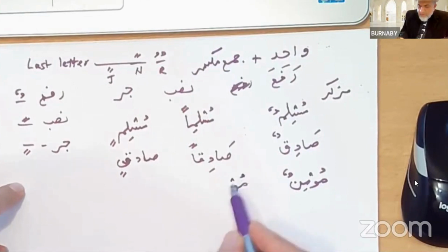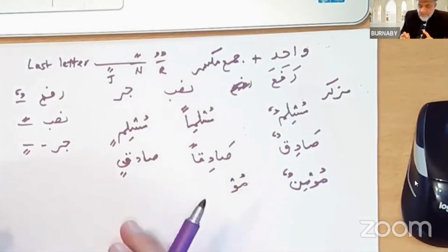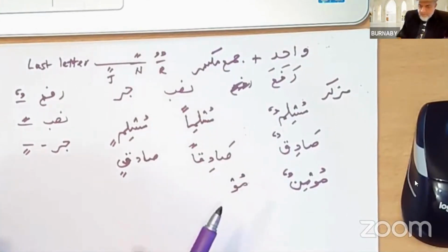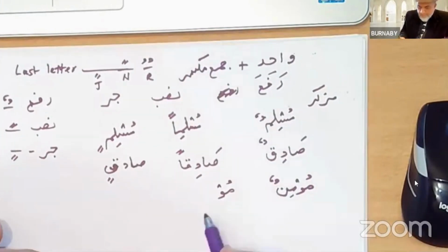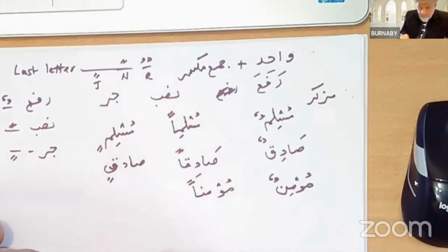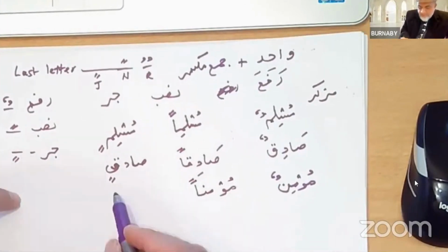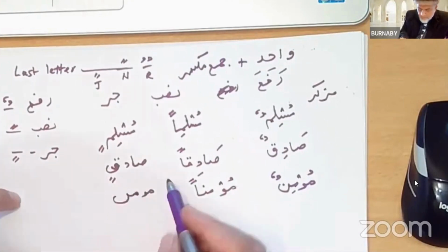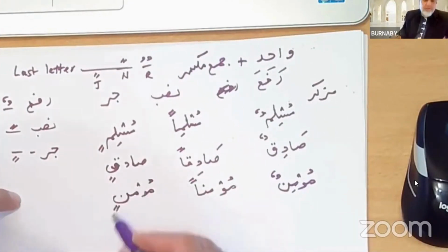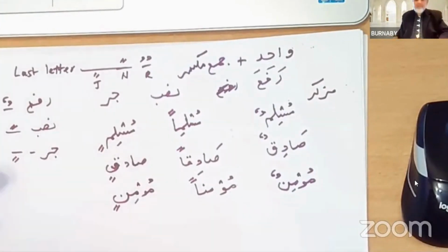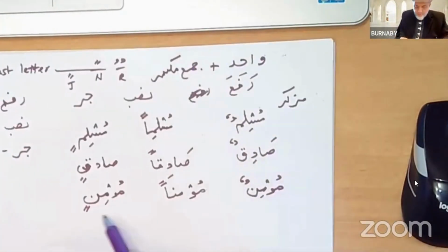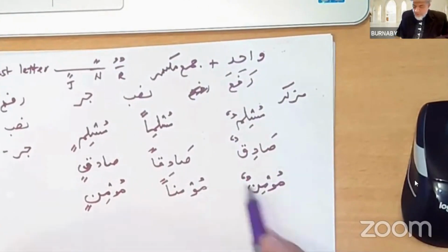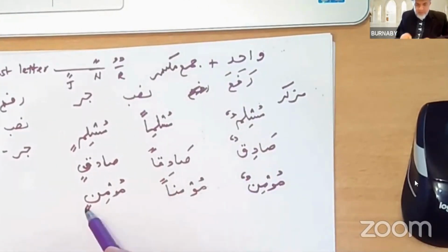Mu'minan. Brother Ijaz, please let Brother Asim answer. Okay. Jazakallah, brother Ijaz. Mu'minan. Yes. And then what will be the jar? Mu'minin. So Mu'minun, mu'minan, mu'minin. Agree? Yes. Everybody good with that?